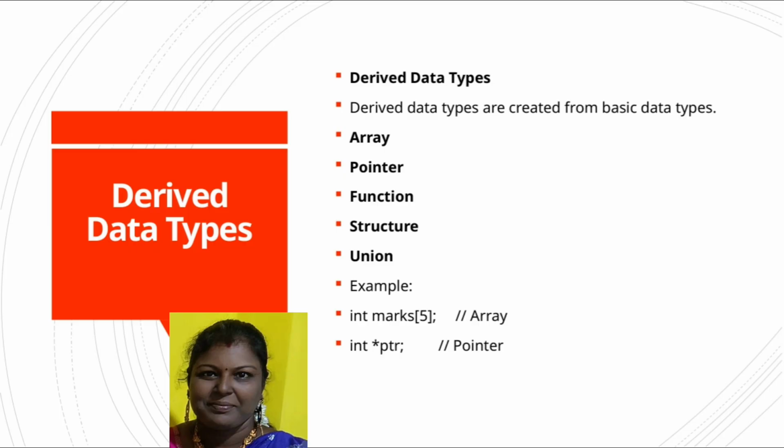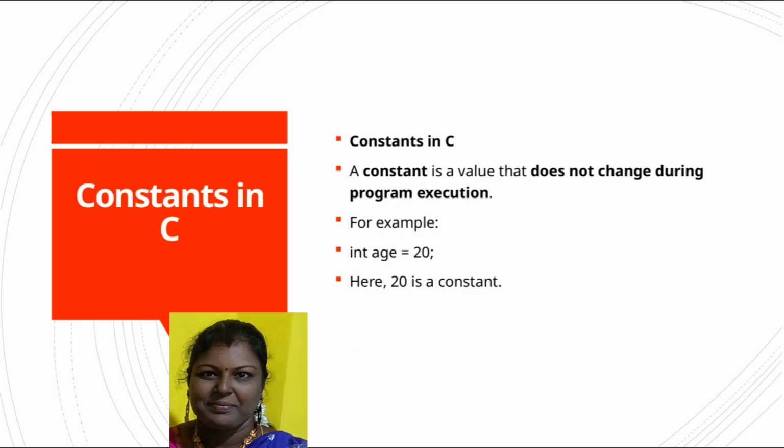Let's talk about constants in C. A constant is simply a value that stays the same while your program runs. It never changes. For example, if you write int age = 20, that number 20 is a constant. It's fixed, reliable, and helps your program use values that shouldn't be altered. Constants keep things predictable and prevent accidental changes during execution.